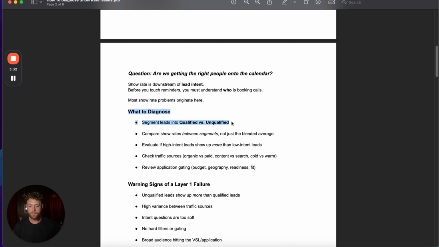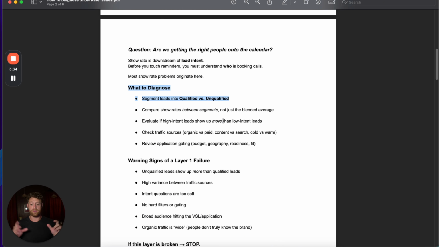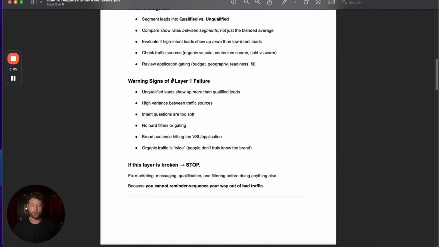So the first thing to do is segment between qualified and unqualified leads, segment by lead source, and start analyzing your show rate in buckets instead of as a blended average. That is going to get you so far, but we have to do this before we go to layer 2.